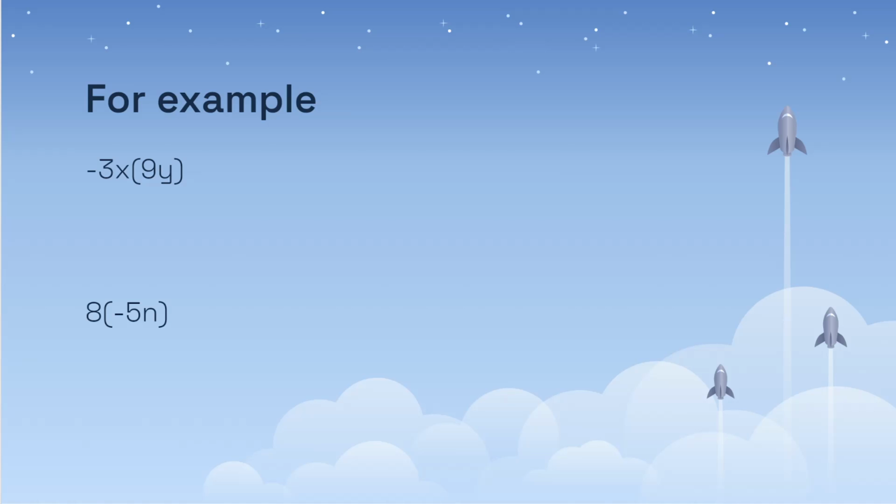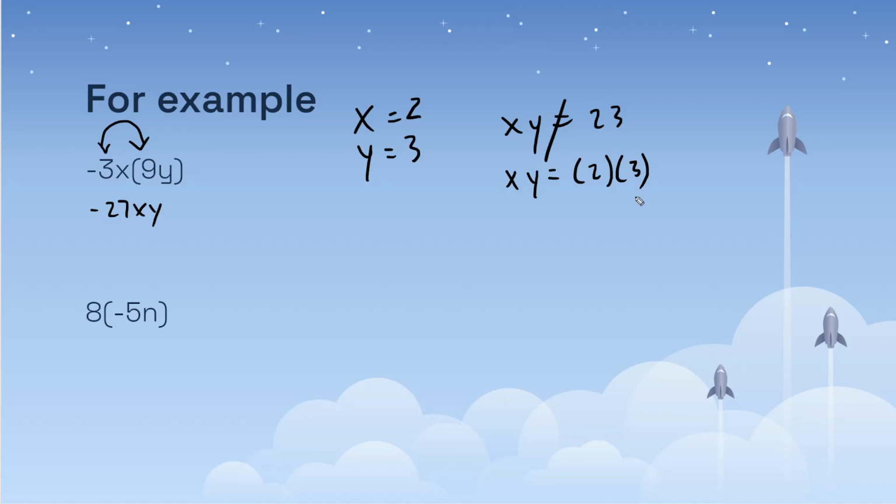Let's keep doing that, but now with some variables. So -3 times 9 is -27. And then x and y. These numbers are all being multiplied together. Remember that if x equals 2 and y equals 3, xy does not equal 23. It equals 2 times 3, which is 6. xy is 6. Okay. 8 times -5n. 8 times -5 is -40n.